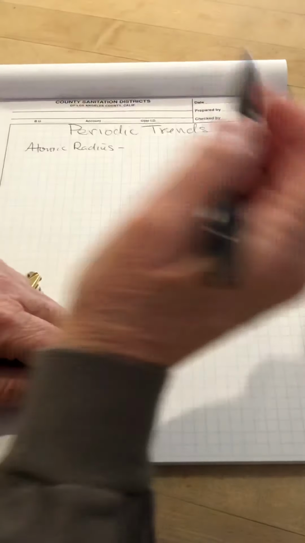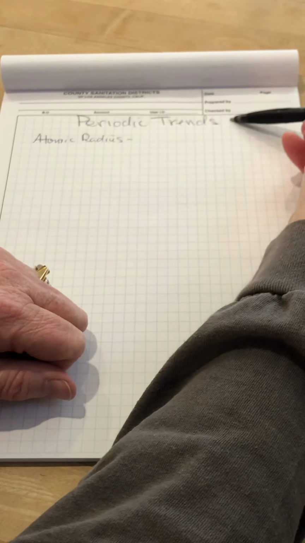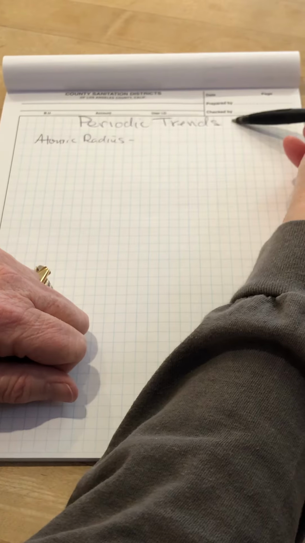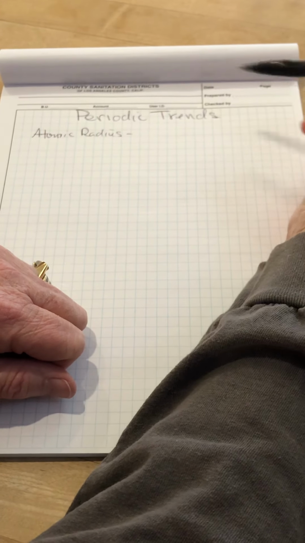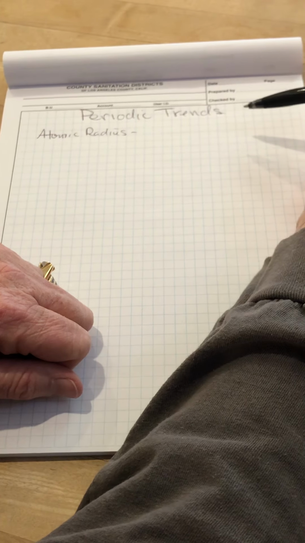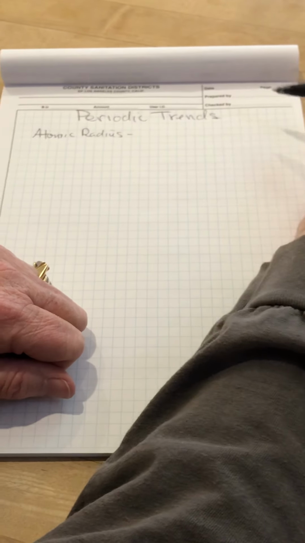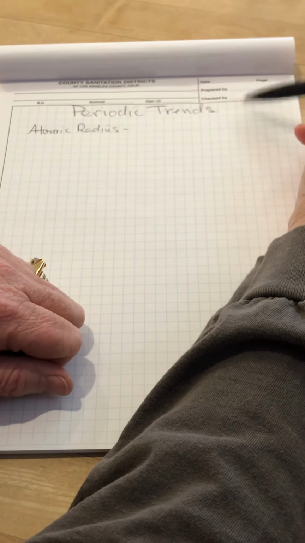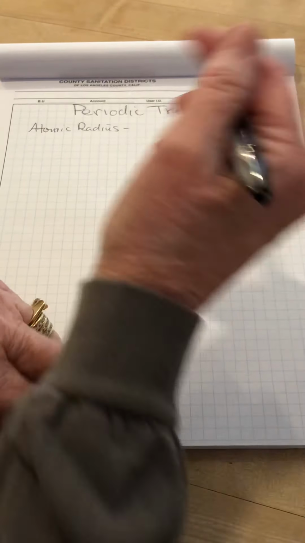Okay, so today we're going to discuss periodic trends. Two of them are discussed in the beginning of the chapter, and then the third one we're going to talk about, electronegativity, is discussed within the bonding section. I've always thought it was better just to get them all done at once.